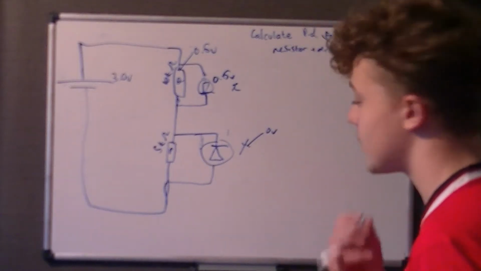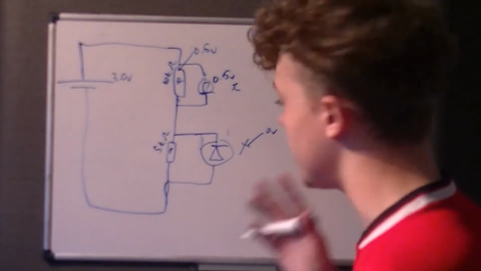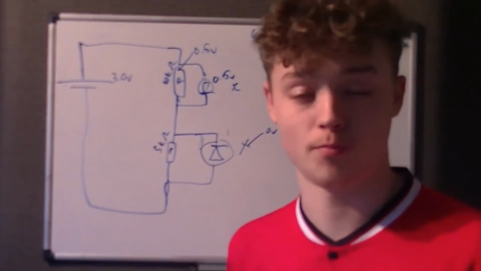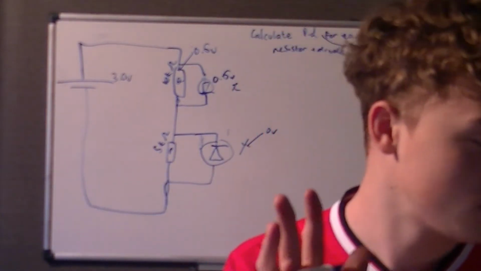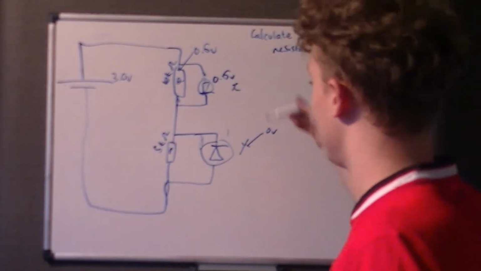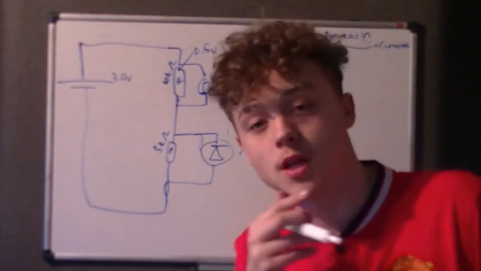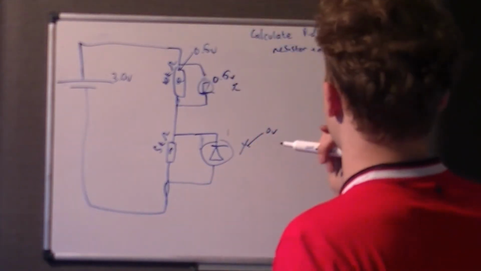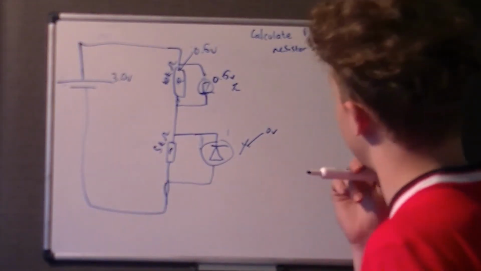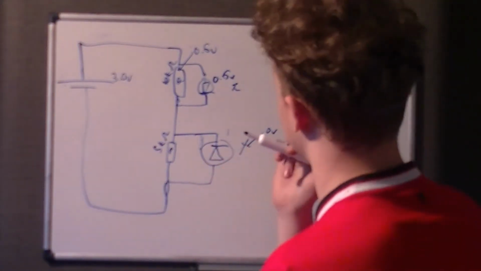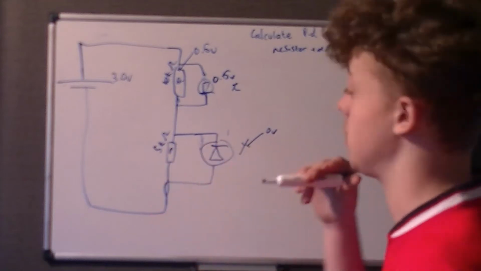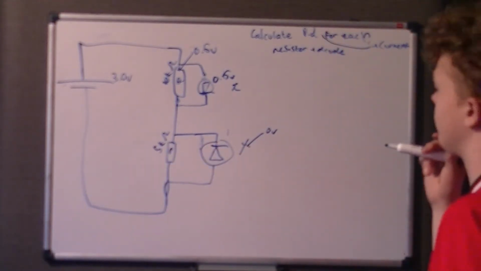Okay, so calculate potential difference for each resistor and diode. So that tells us there is going to be a value. Now, luckily, my genius for anticipating this question, we've already got a few values that we've put on, and I've explained how we got them. Obviously, if you've not paid attention, you need to go back and check out how we got them, because we're going to be using them for this question.